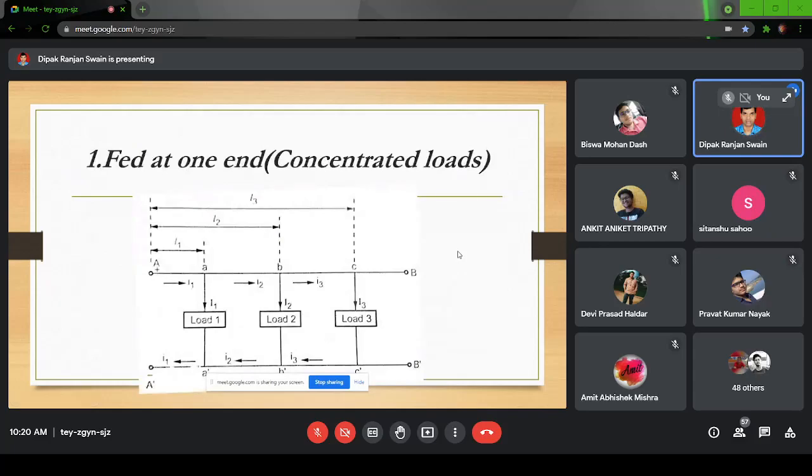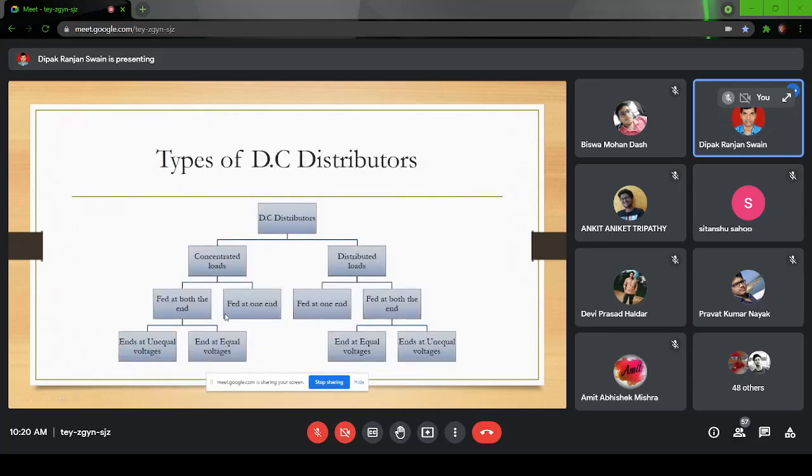So each of these has its own advantage and disadvantage. Now when you feed at both the ends, we have two types of problems: feeders at equal voltage and feeders at unequal voltage. You may ask, we should always go for equal voltage, but as I have told, those feeders will be connected from a grid or a power system which is far away. Let us say one feeder is connected from a system which is at 100 kilometers, and another feeder is at 500 kilometers. When the distance is not the same, the voltage drop will not be the same.